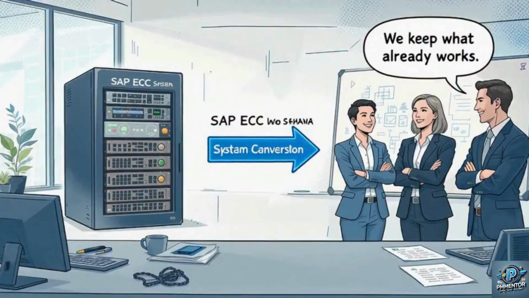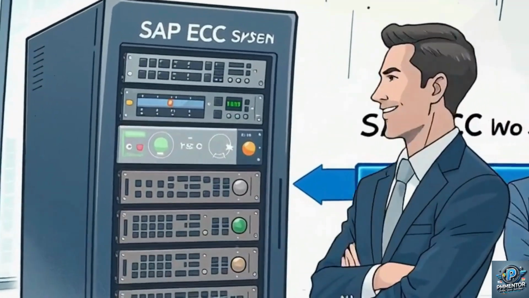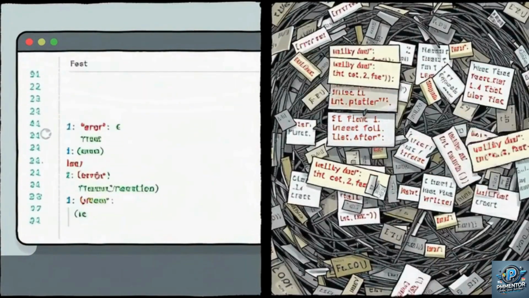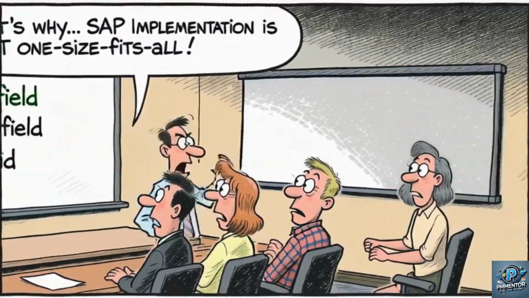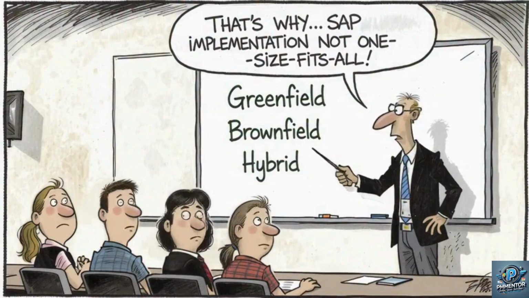Brownfield, on the other hand, is about continuity. It allows companies to upgrade their existing SAP system without changing everything. The advantage is speed and minimal disruption, but the downside is that existing inefficiencies and complexity may remain.